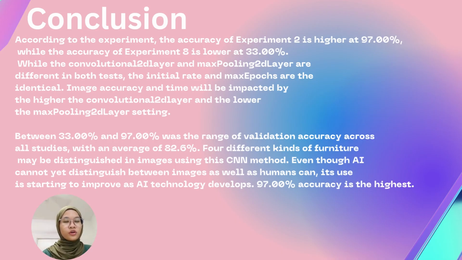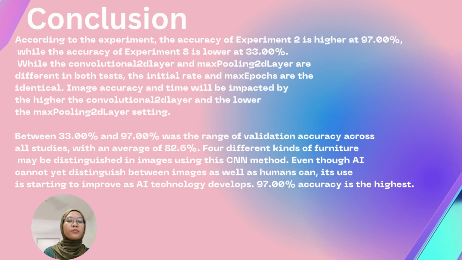And now we jump to the conclusion. So according to the experiments, the accuracy of experiment 2 is the highest at 97.00%, while the accuracy of experiment 8 is the lowest at 33.00%. The convolutional 2D layer and max pooling 2D layer are different in both tests, while the initial learning rate and max epoch are identical. Image accuracy and time will be impacted by the higher convolutional 2D layer and the lower max pooling 2D layer setting.